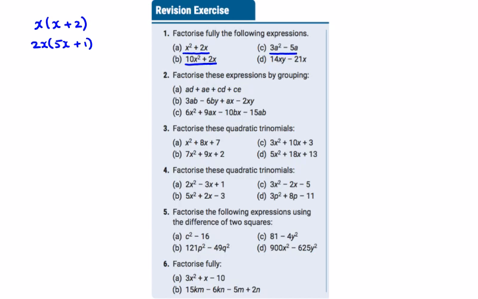3a squared minus 5a, the highest common factor is just a, which would leave 3a minus 5. And then in this one here, there looks like there's a 7 and an x. And that would leave 2 to get 14, 2y to get 14xy, minus 3 to get 21x.